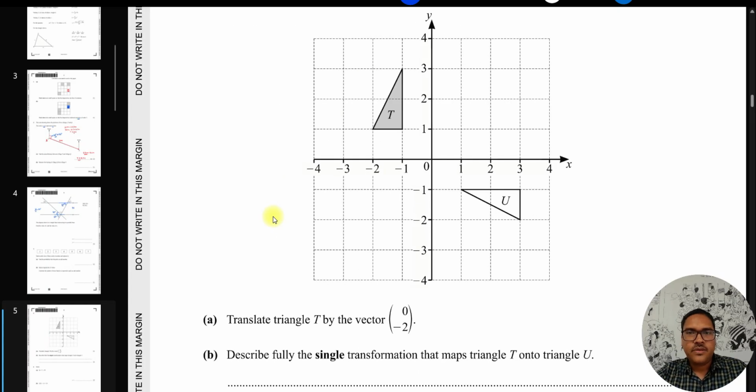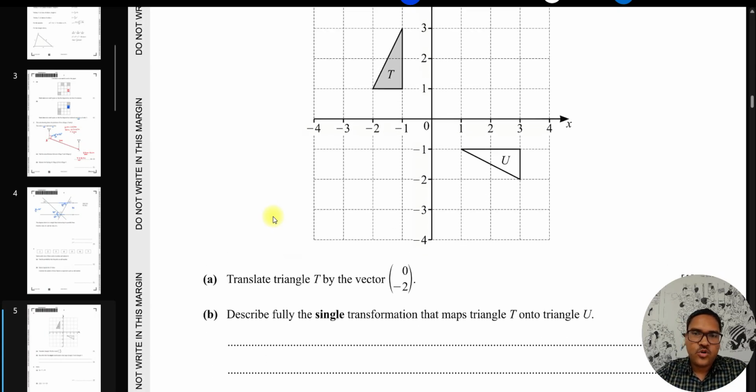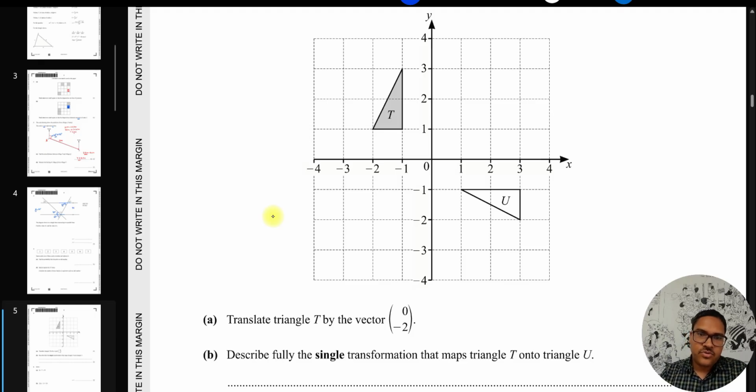You can see here, translate the triangle T by the vector (0, minus 2). Now if you have to translate this T by (0, minus 2), you have to just move each coordinate using this vector. What do you mean by (0, minus 2)? You will move horizontally 0 distance, that is no horizontal shift, and vertically 2 units down, negative 2, that means 2 units down. So you can see this point will come 2 units down.